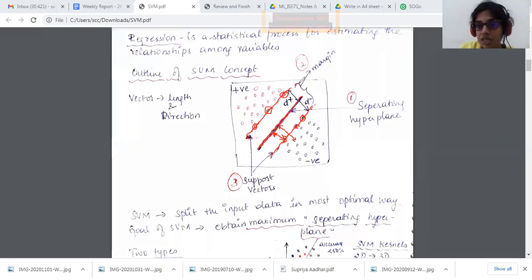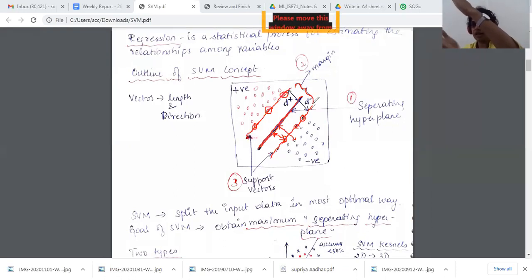So the distance between these two forms my margin. It's like I have created a plane. Along with that, I'll create two more hyperplanes that connect to most of my support vectors. So now I'll have three parallel lines like this. The distance from those two parallel lines to the middle line forms the margins.